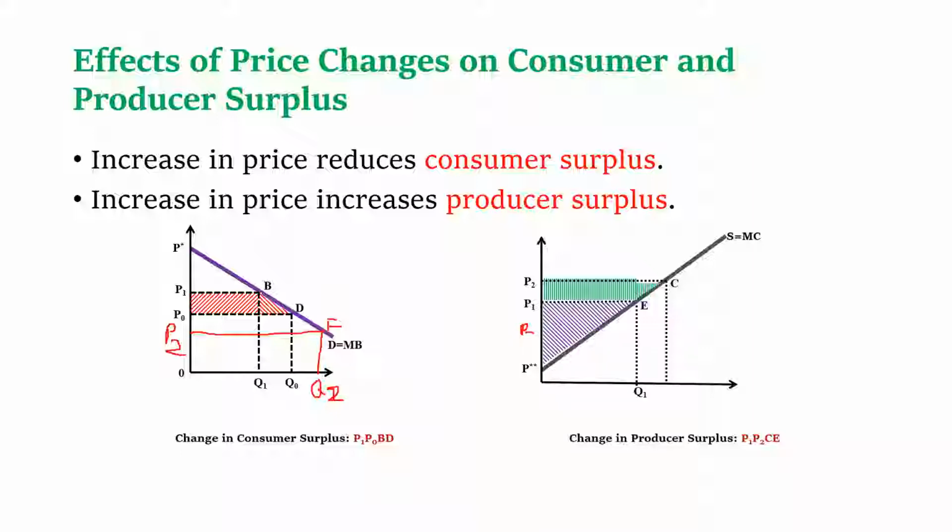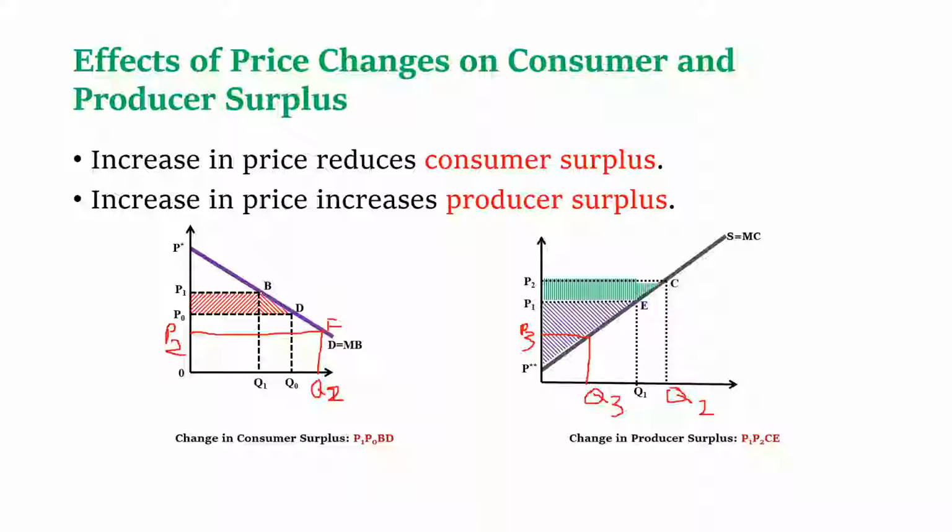P3 here, right? So what will happen here? Now, the producer is going to sell less amount of the goods. And so the quantity will drop, let's say, to Q3, right? Q3. Now, this is Q2. Okay? Q2. There you go.